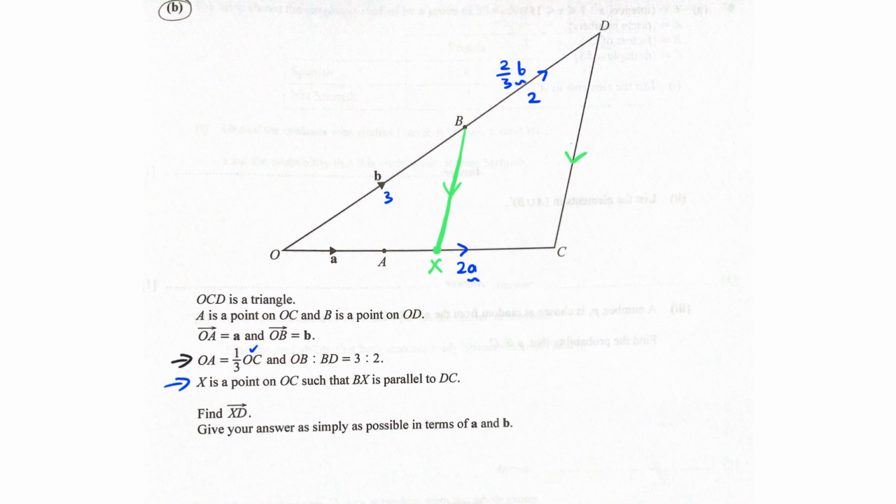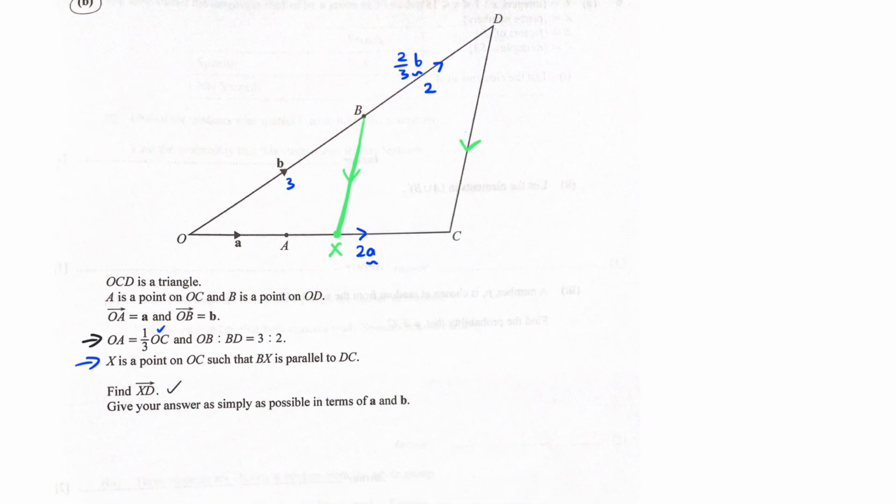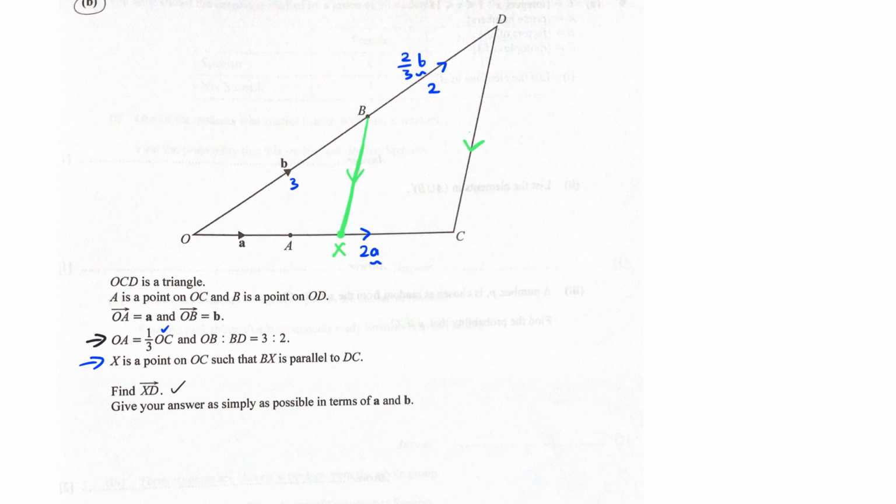Right, so next. Just one simple question: find XD. Looking at what we have, let's think of possible routes. From X to D, I could go like that, that's one, or I could go like that and like that. So there are many paths, guys. It's really up to you which one you spot to be the easiest.